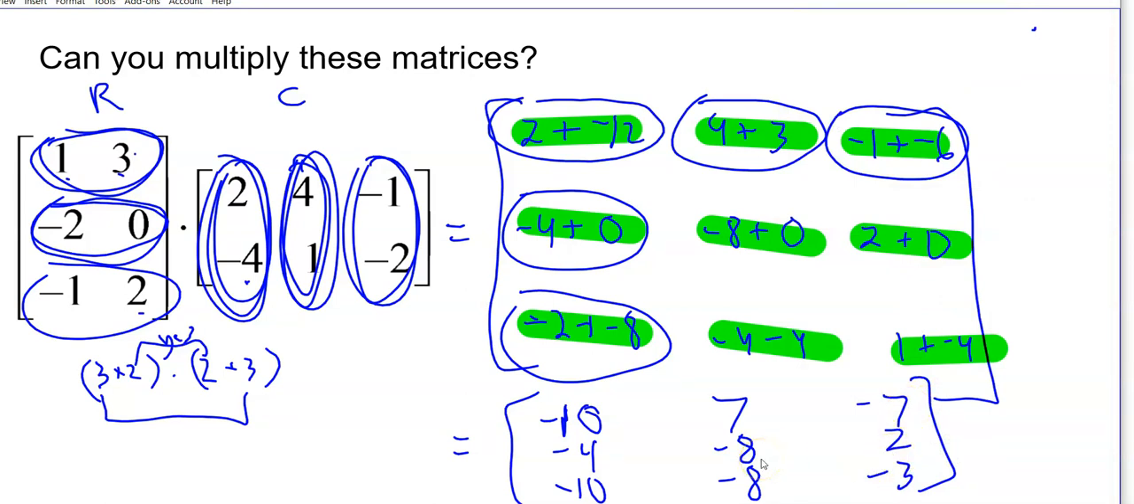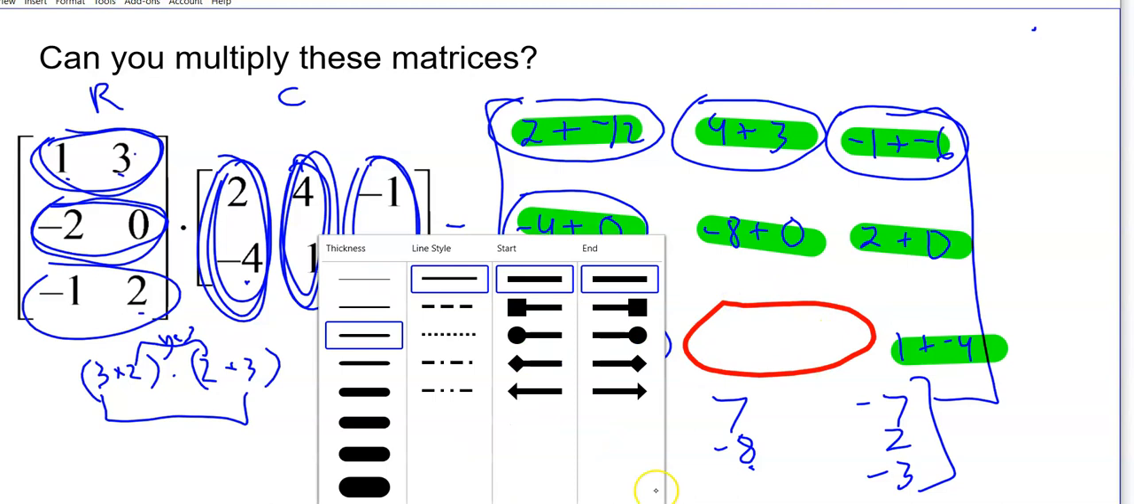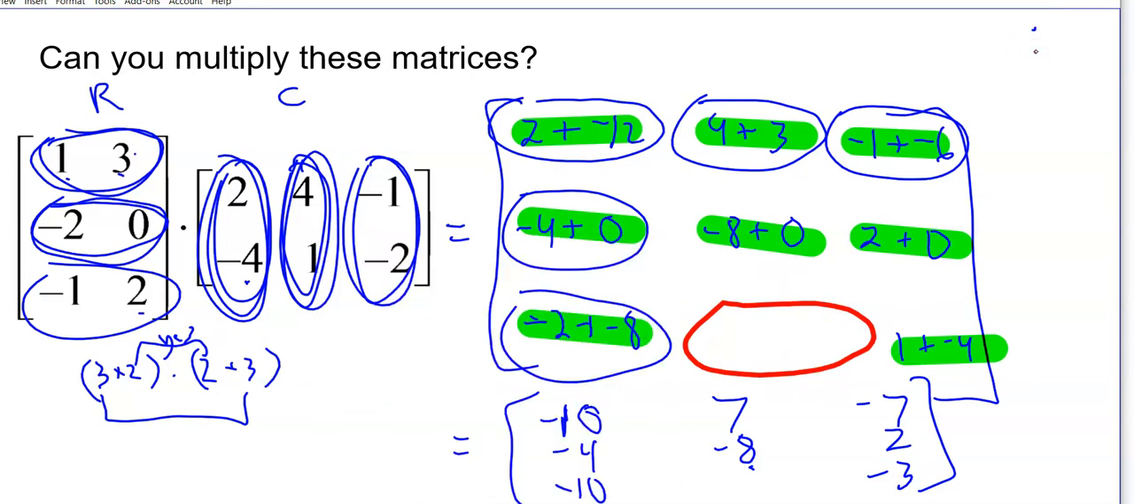So this one is wrong. What did I do? Okay, let's highlight those. Let's see what we did wrong here. This is bottom middle, right? So bottom row, middle column. So it should be -4 plus -4, right?